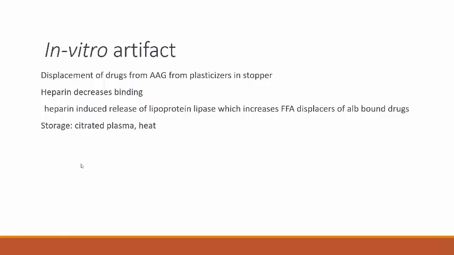Also heparin, so many of these tubes have heparin in them so that the blood collected in the tube won't clot. Heparin itself will decrease binding. It can induce the release of lipoprotein lipase and increases free fatty acids, which will displace albumin-bound drugs. I don't think you need to memorize that. Just know don't use a heparin tube if you're trying to determine binding. You also have to be careful that you don't use heat or citrated plasma.